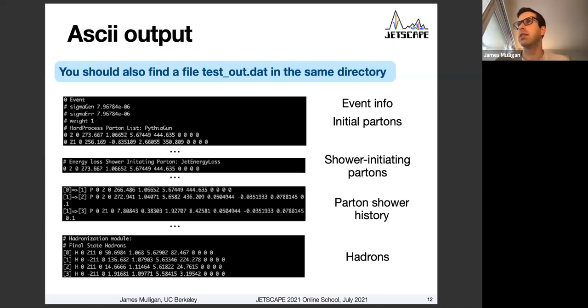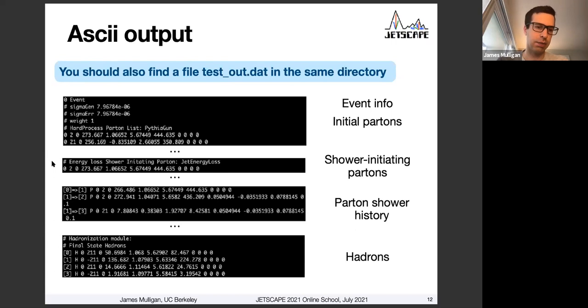Okay, so I see also a question: what is the difference between the ASCII and the HepMC outputs? They really are just different formats. Essentially, whatever format you decide to write out the information in, you will need some way to parse that in order to do something useful with it, to make some plots and whatnot. And so HepMC is a particular convention of doing that. Our ASCII format is a different convention.